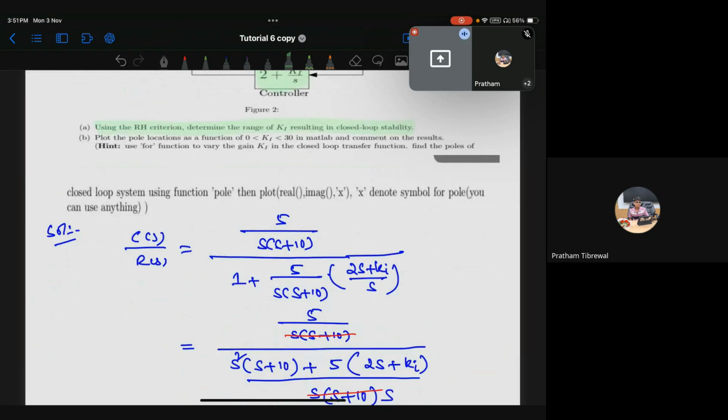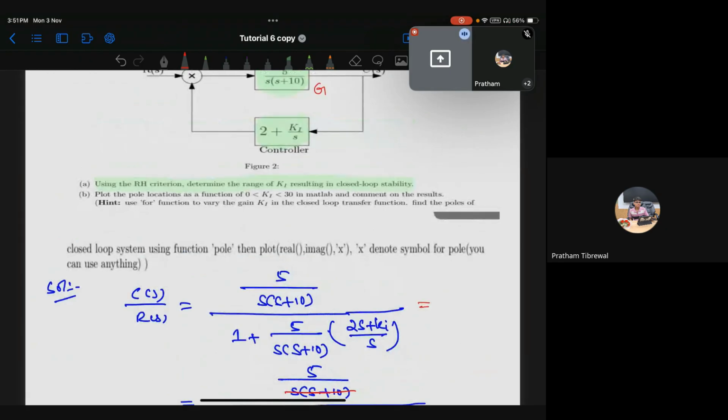So again, same thing. Find the transfer function. Let's say this is G, this is H. Same way, G by 1 plus GH.